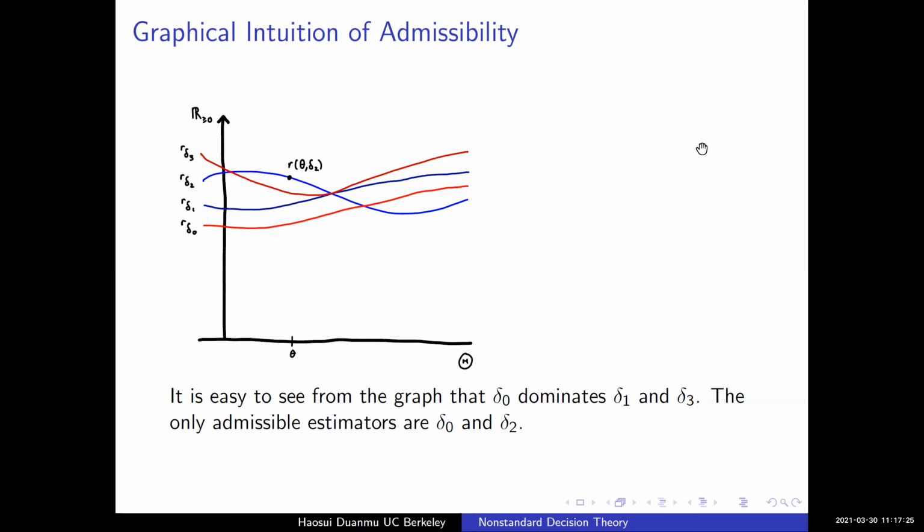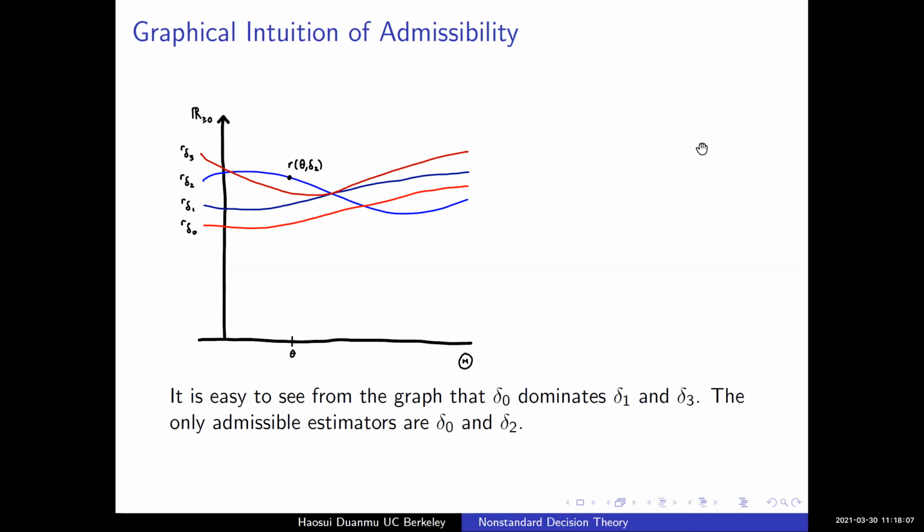So here we can see that delta zero epsilon-dominates delta one for some positive epsilon, because if we look at the risk functions of delta zero and delta one, we see that the risk of delta zero is everywhere less than the risk of delta one by some epsilon. And if we consider only the decision procedures delta one, delta two, and delta three, we then see that delta one dominates delta three, because the risk of delta one is everywhere less than or equal to the risk of delta three.